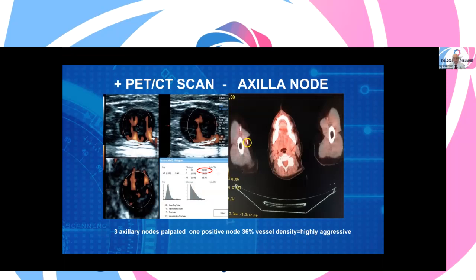Now staging. What do we do? Here's a patient with breast cancer, and there's a lump in the arm, and you feel that there are three glands that are suspicious. The blood flow technology shows you which of the axillary nodes is malignant, because in this case, out of the three, there's only one positive one with a high vessel density, and all the rest were not abnormal. And of course, the PET-CT scan shows the node there.